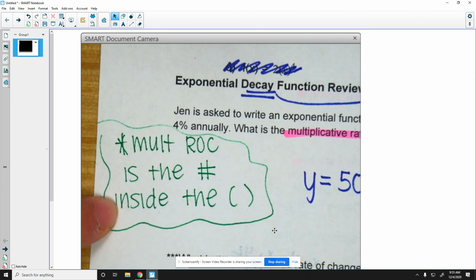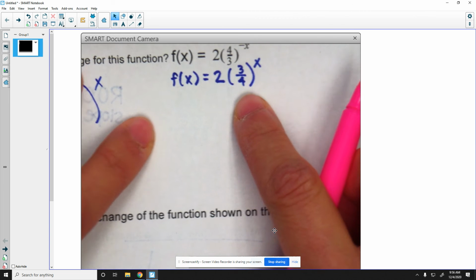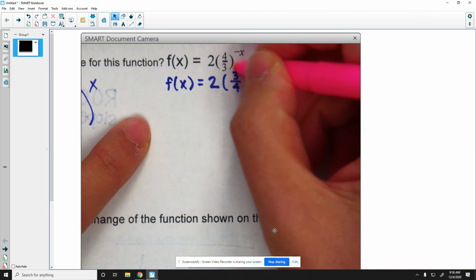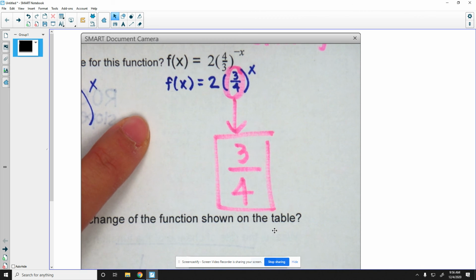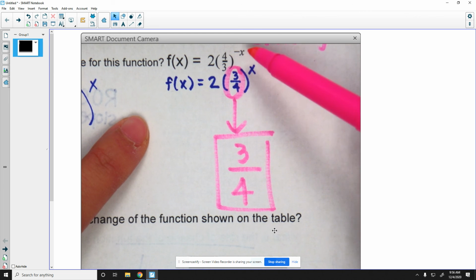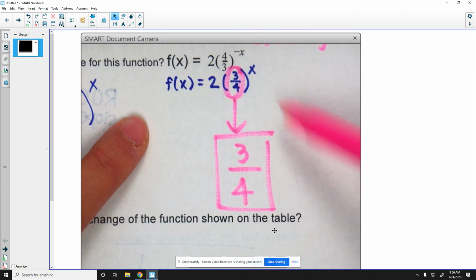3/4, right? The multiplicative rate of change is the number inside your parentheses. So now that you simplified your problem, made it look okay, the number inside your parentheses is 3/4, and that's it. So that's your multiplicative rate of change. So guys, on the quiz, when you see a negative exponent, make sure you flip it first, then it's just the number inside your parentheses.